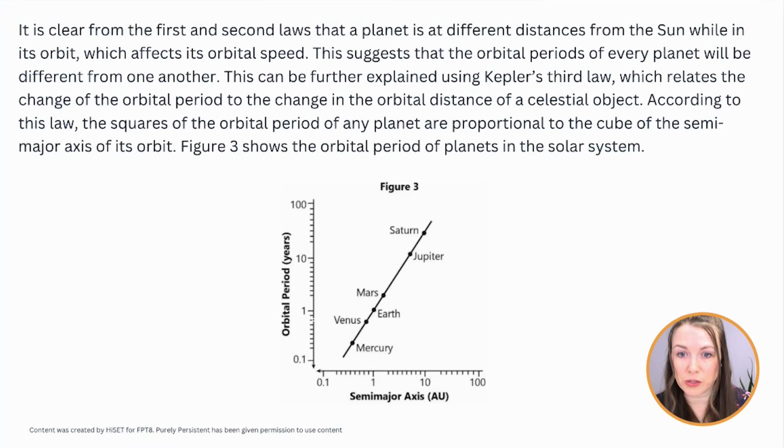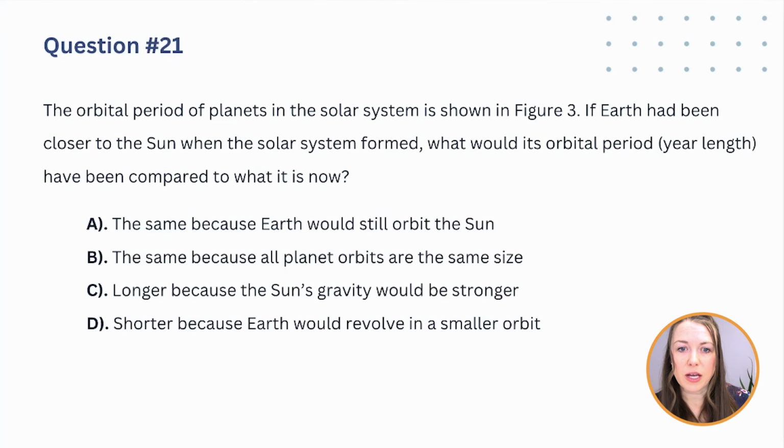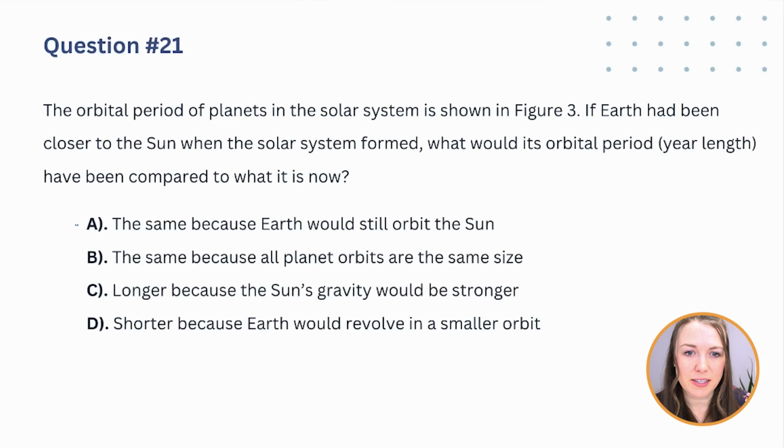But let's look at the question. So if the Earth was closer to the sun when it was formed, what would it have looked like? So the same, because the Earth would still orbit the sun. Would it be the same? No, because it's based on where it's located, how far out it is from the sun, right? So that's not our answer.